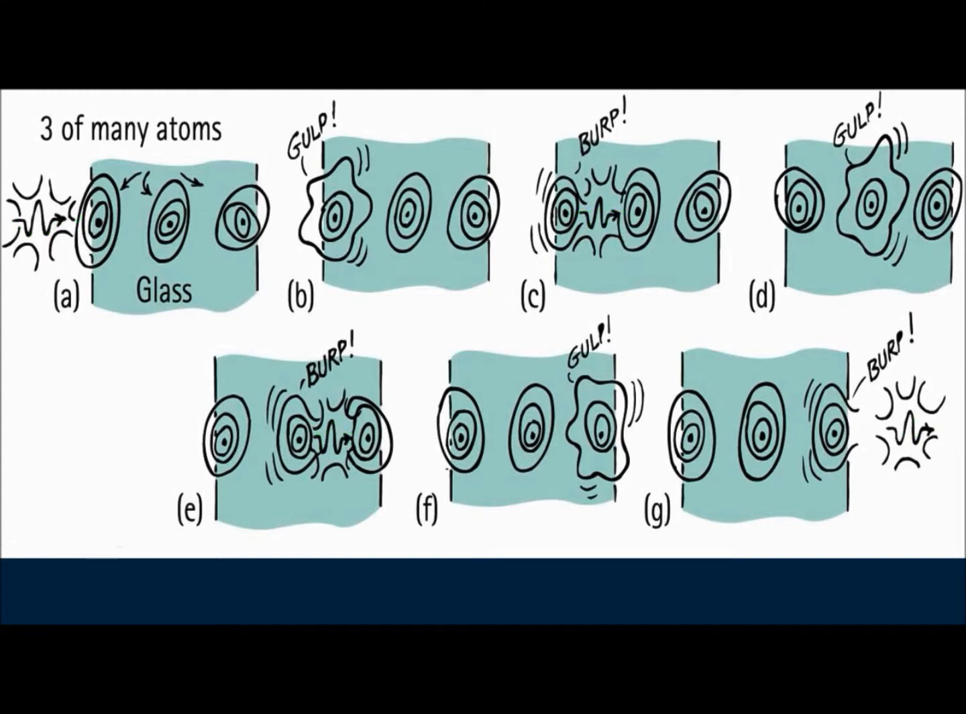Here we see three of many atoms. In A, a photon encounters an atom on the edge of the glass. In B, it sets electrons in the atom vibrating. Guess at what frequency? That's right, the same frequency as the incoming photon. So what occurs in the atom's vibrating electron? That's right, in C, it emits a photon that is just like the incoming photon.